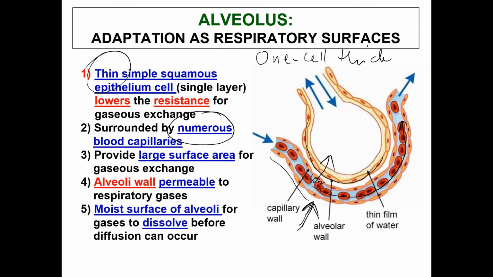Another characteristic is that the alveoli wall is permeable towards respiratory gases. Permeable means it allows the passage of gases. The surface of the alveoli is moist, so gases can easily dissolve before diffusion can occur. If it were dry, the gas would have to wait until its concentration is high before moving to a region of low concentration. But because of the moisture, the gas can dissolve in water first. For example, carbon dioxide is a water-soluble gas. So it dissolves in water and can easily move from the blood capillary towards the alveoli and then diffuse into the chamber of the alveoli.